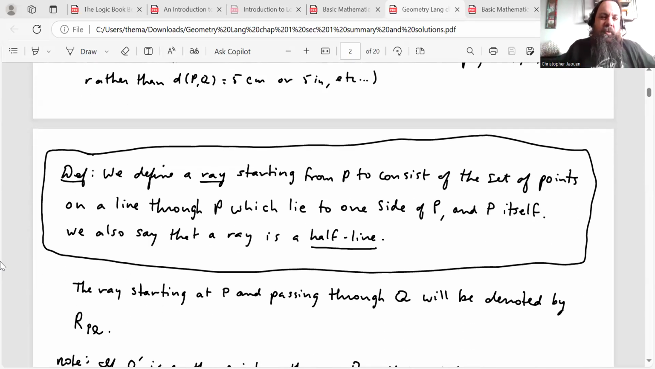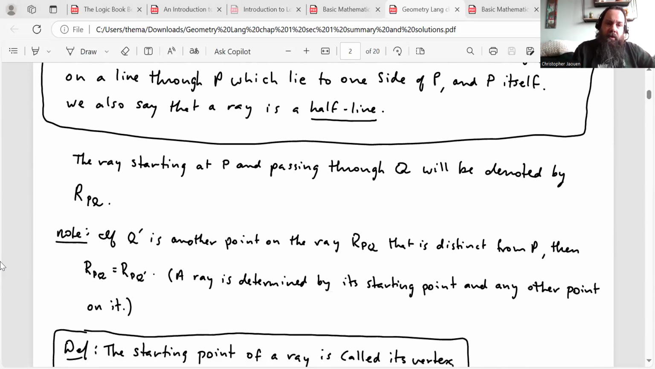So we define a ray starting from P to consist of the set of points on a line through P which lie to one side of P, and P itself. We also say that a ray is a half line. The ray starting at P and passing through another point Q will be denoted by this notation, capital R with the subscript PQ.